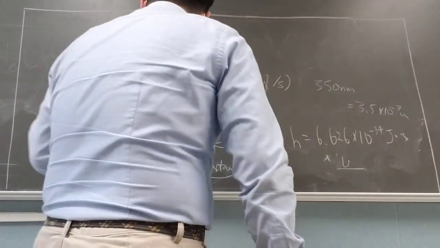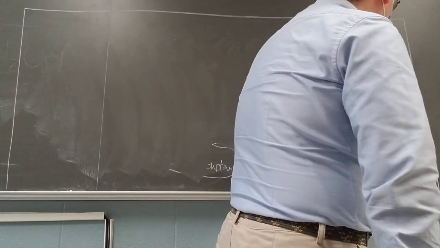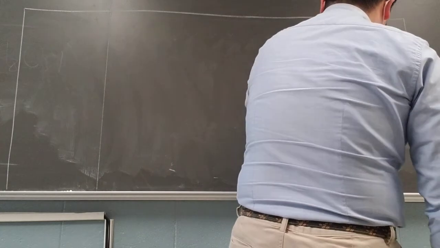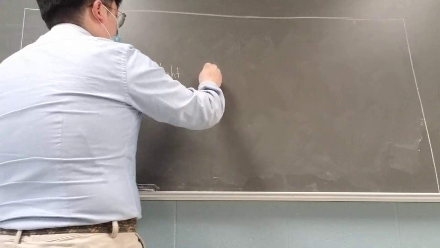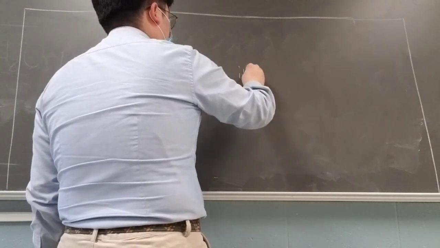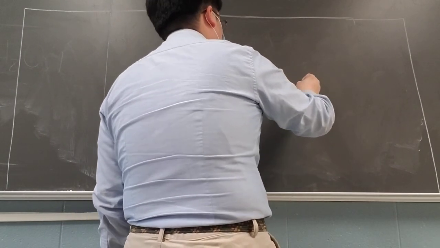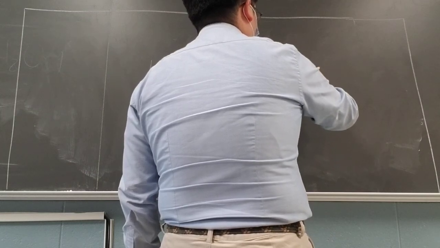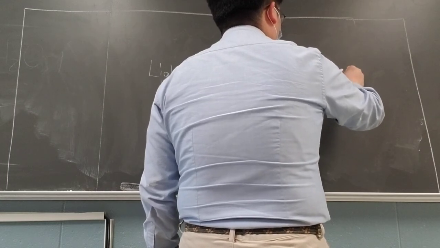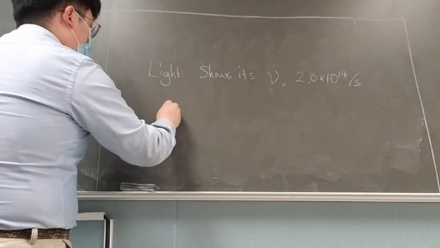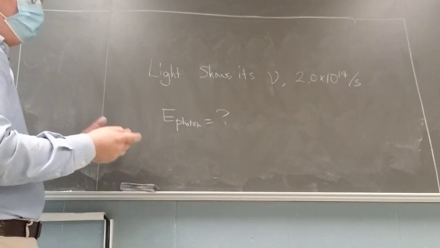Okay, I'll give you one example here. Let's try this one together. Maybe there's a light whose frequency is about 2.0 times 10 to the 14 per second. And what might be the one photon energy? That's the question here.